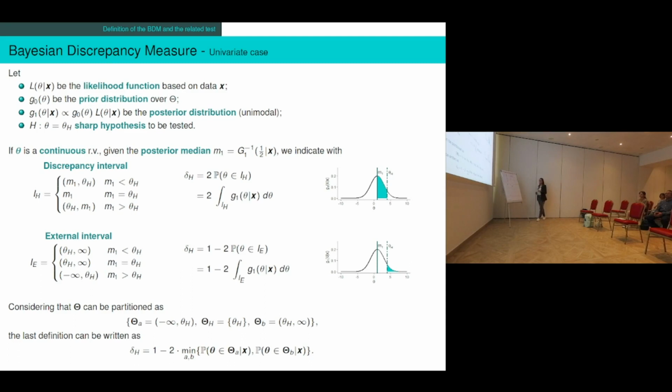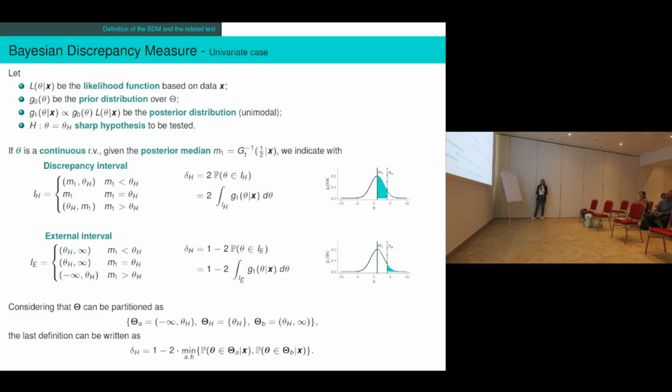We can also give an equivalent definition by means of the external interval. Here, in the case that we considered before, we will have theta_H to infinity. So the BDM will be 1 minus 2 times the integral in the external interval. So here we are computing tail areas instead of this.